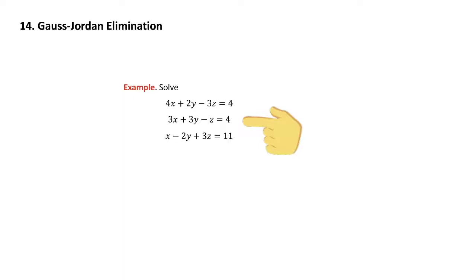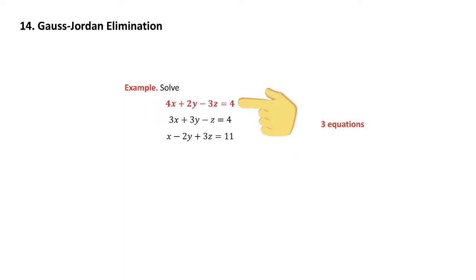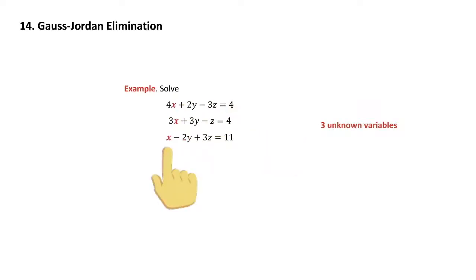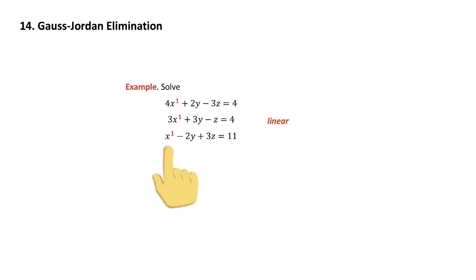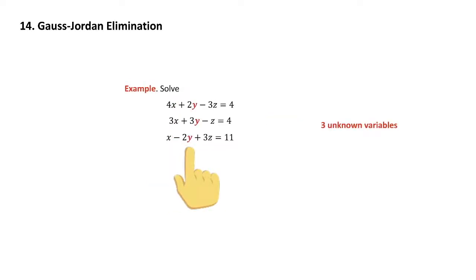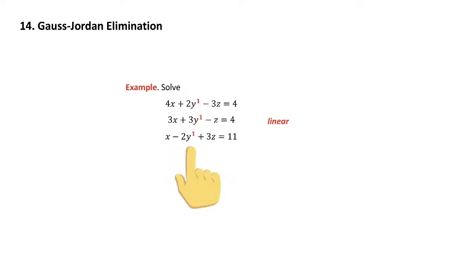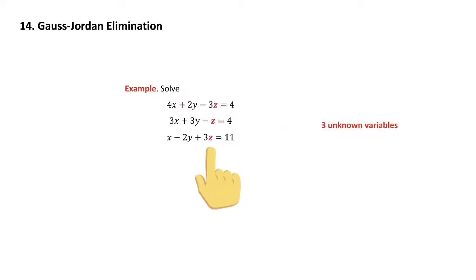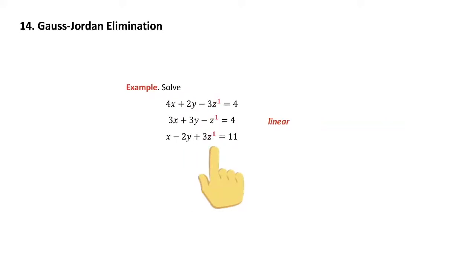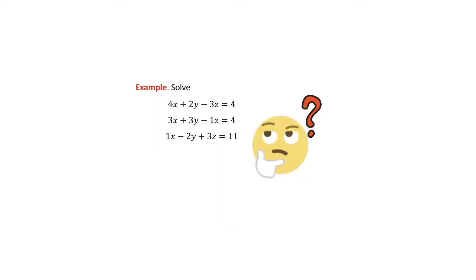So here we go. We have three equations, 1, 2, 3. We have three unknown variables. We have x, and it's linear in the x variable, x to the first power. We have the y variable, linear in y. And we have z, linear in z. If it's not linear, we're going to explore that later. It's very difficult in general to solve nonlinear problems.